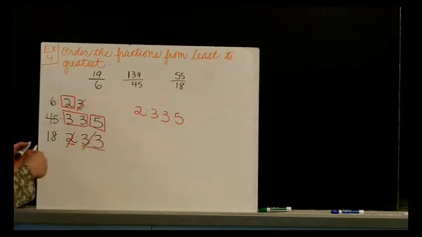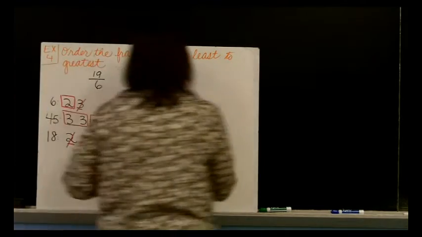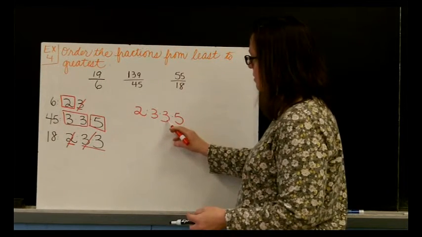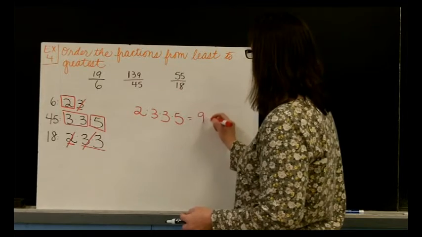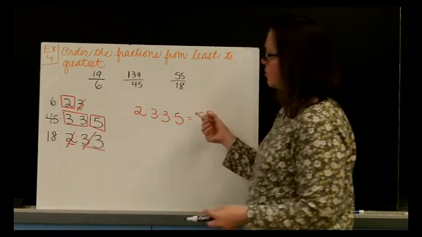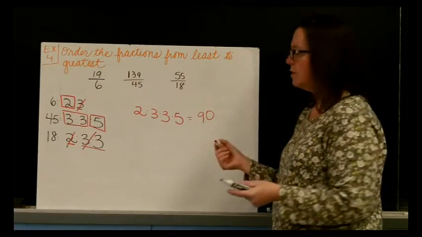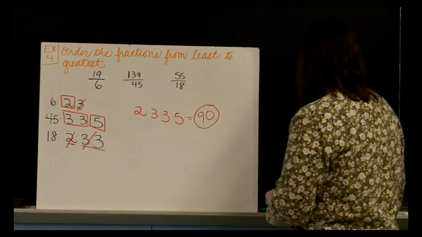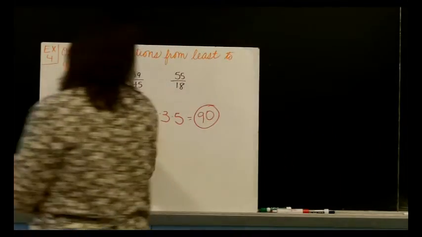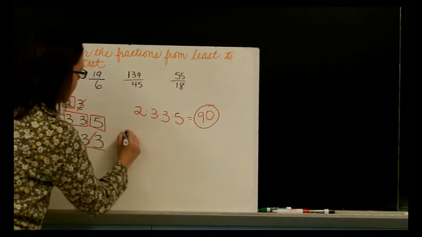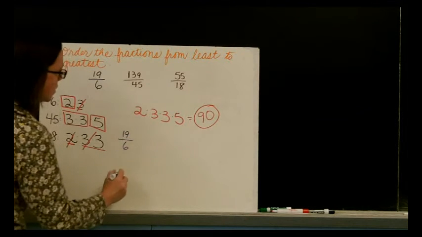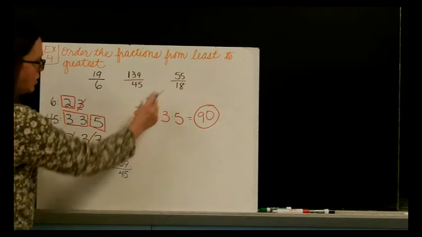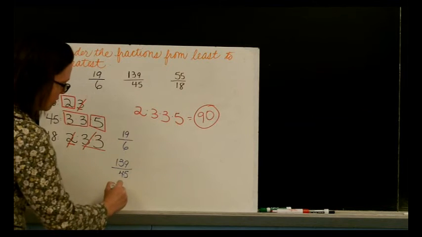Now that we have followed all the steps, it's time to evaluate. 2 times 3 is 6. 6 times 3 is 18. 18 times 5 is 90, which means that the least common multiple, also the lowest common denominator, is going to be the number 90. So now what we're going to do is come back to our original fractions. We have 19/6. We have 139 over 45. And we have 55 over 18.